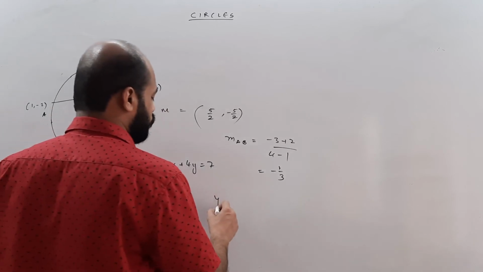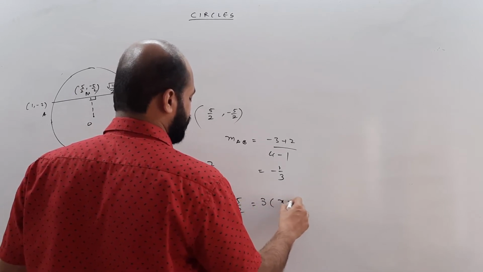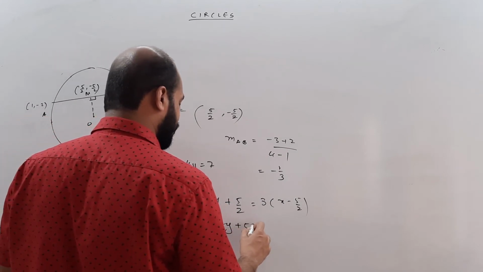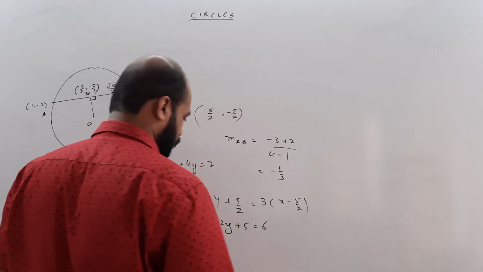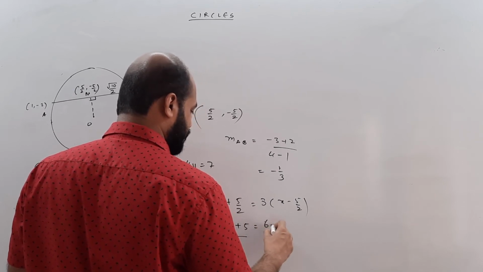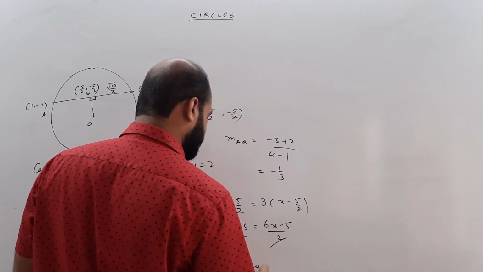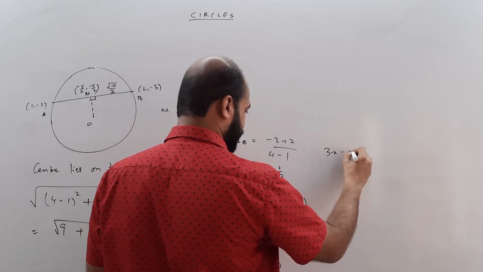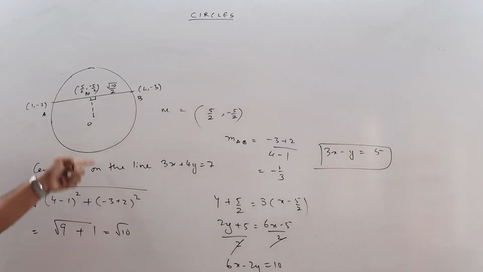So I can write it as y + 5/2 = 3(x - 5/2). Now let's simplify this. So we'll get 2y + 5 = 6x - 15 over 2. This 2 and 2 will go, and ultimately we'll get 6x - 2y = 10. Or I can also write it as 3x - y = 5. So this is the equation of this perpendicular line.